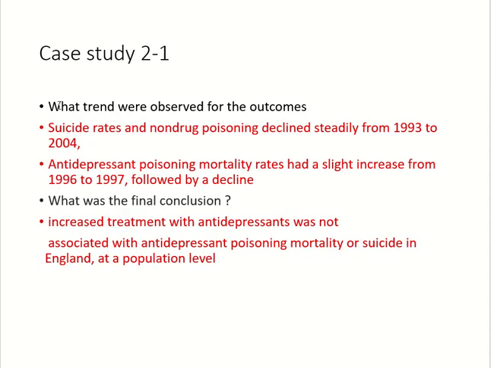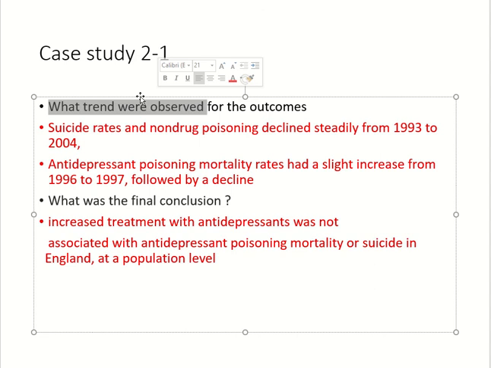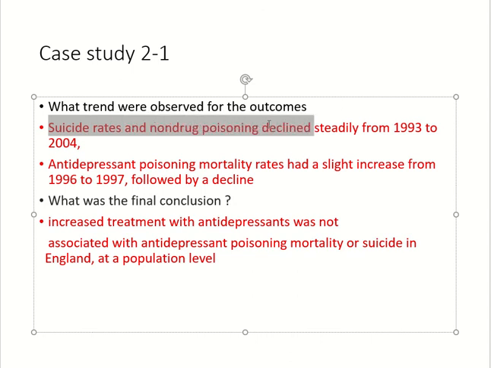When they started looking at the outcome in the suicides or other health outcomes, they noticed that the suicide rate and non-drug poisoning declined steadily from 1993 to 2004. Antidepressant poisoning mortality rate had a slight increase from 1996 to 1997, followed by a decline, like an overall decline. And the final conclusion was increased treatment with antidepressants was not associated with antidepressant poisoning mortality or suicide in England at a population level.